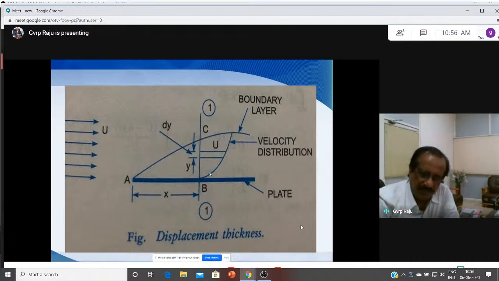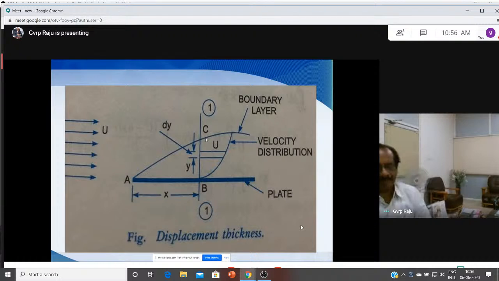The velocity change here is 0, at B is 0, and here the velocity change is the velocity of the real fluid. This is the thickness, BC is the thickness of the boundary layer. Then we have different approaches here: displacement thickness, momentum thickness and energy thickness. And before that, what are the factors affecting the boundary layer thickness? Important question.